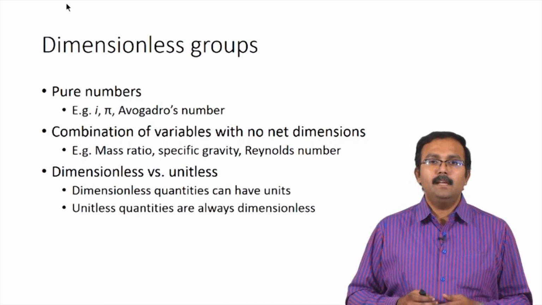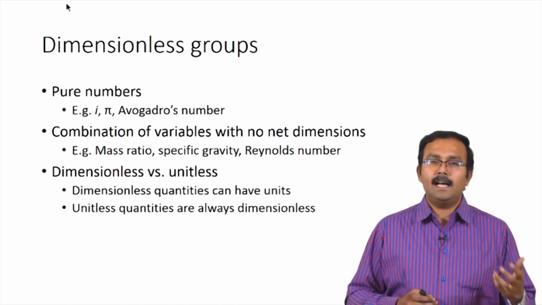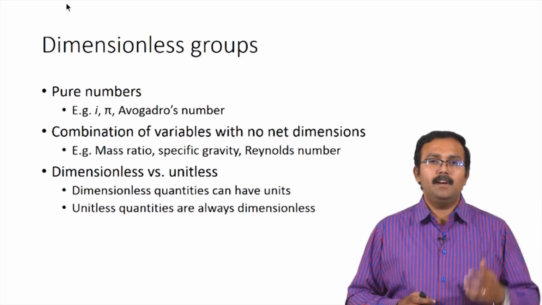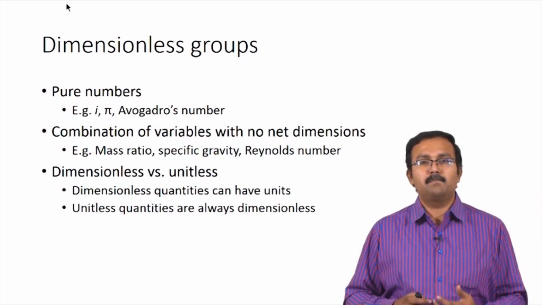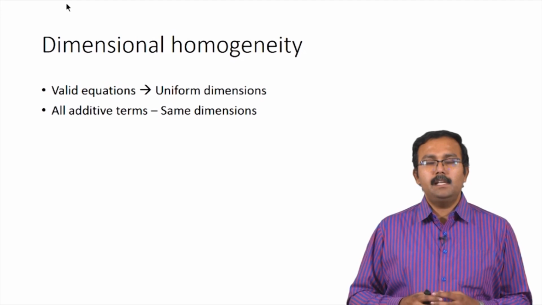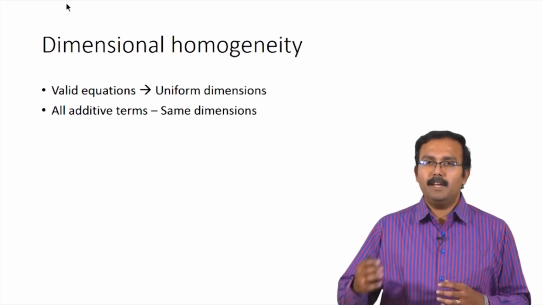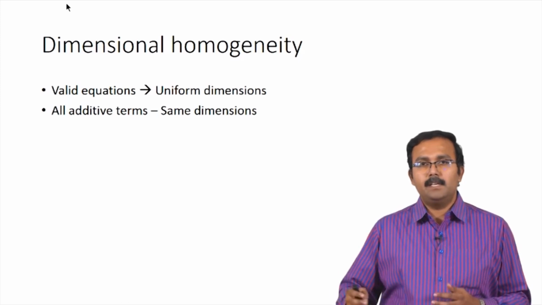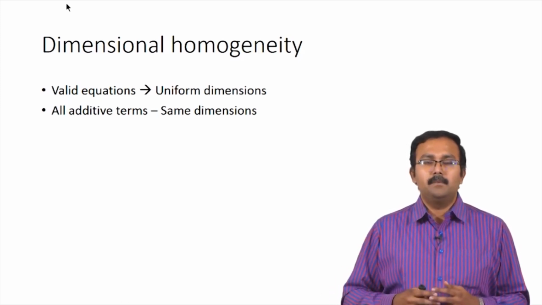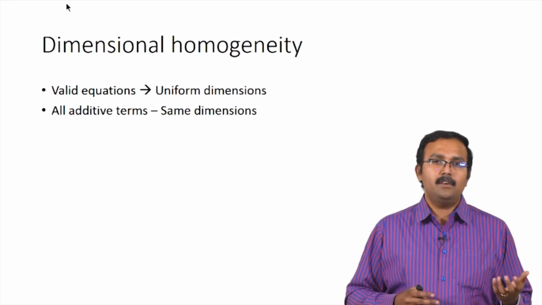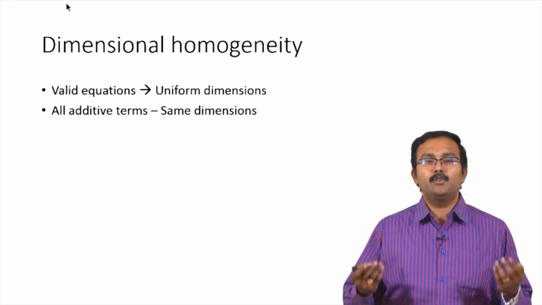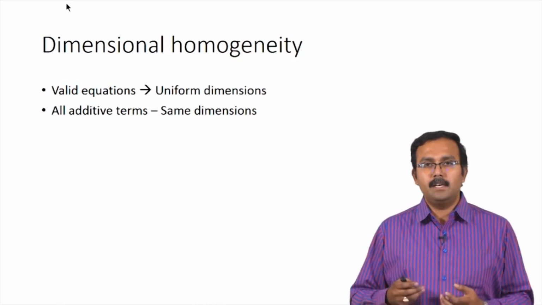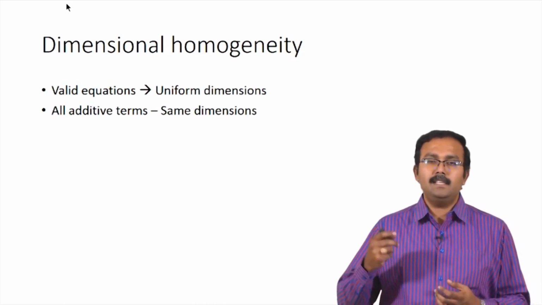The example would be mass ratio, which technically has units of grams per gram, where it would be grams of one component divided by the grams of mixture or the grams of other component. Dimensional homogeneity is something which needs to be verified and valid for every equation. All valid equations would have uniform dimensions. By that I mean the left hand side of an equation and the right hand side of the equation should have the same dimensions. Another important parameter is all additive terms in an equation need to have the same dimensions.